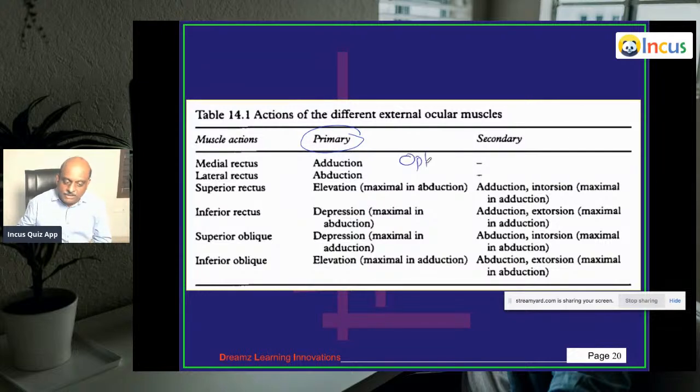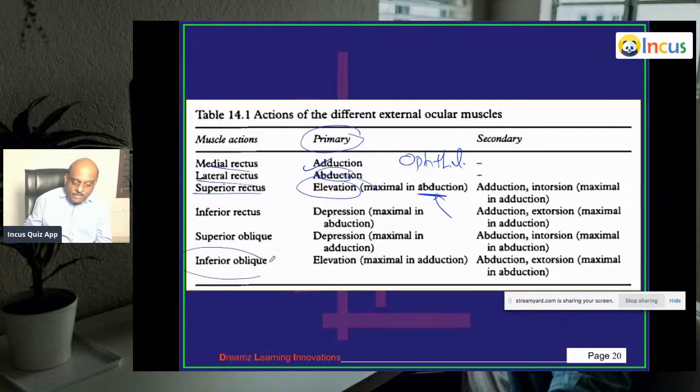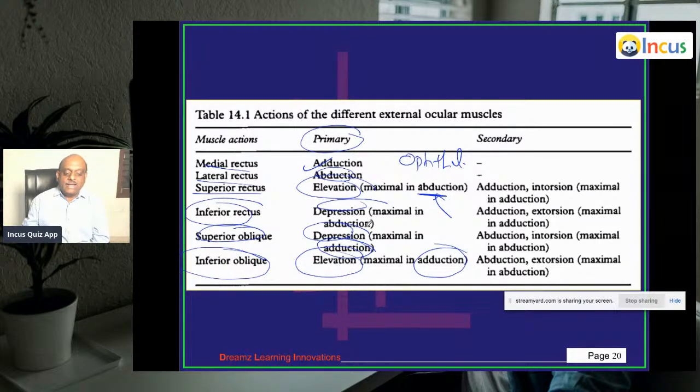In ophthalmology also we will discuss this in detail. Adduction is by the medial rectus, lateral rectus is abduction primarily. Superior rectus is elevation, which is maximal in abduction, not in adduction. Whereas inferior oblique also leads to elevation, maximal in adduction, not in abduction. Superior oblique is depression, maximal in adduction. Inferior rectus is depression, maximal in abduction. That is what you need to remember.